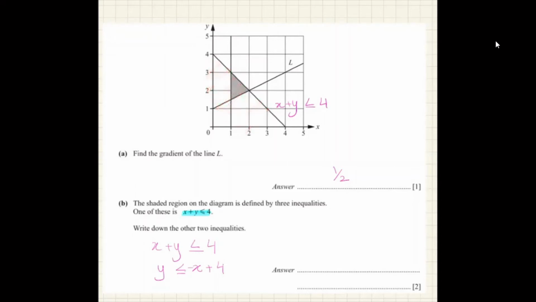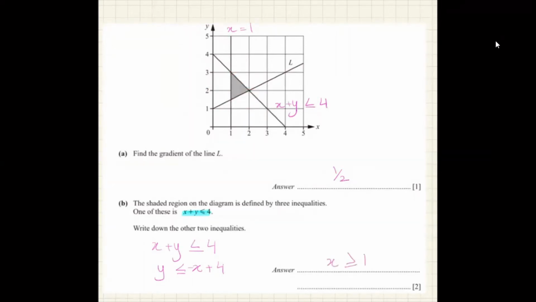So we need to find the other two inequalities. The other one is this and this. This is very simple. It would be x equals 1. Now let's see what part of this line is shaded. This part is shaded, which means that it would be greater than 1. So the first one is x is greater than or equal to 1.